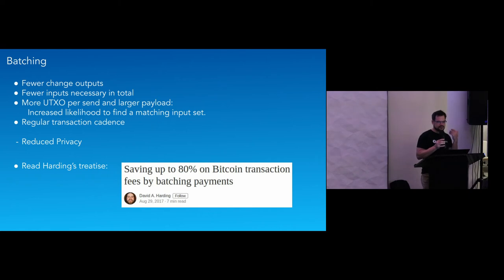And until then, they just tell their user, your deposit and withdrawal is being processed, and then they create one transaction that pays 30, 50 people. And this makes it much easier to manage your UTXO pool.